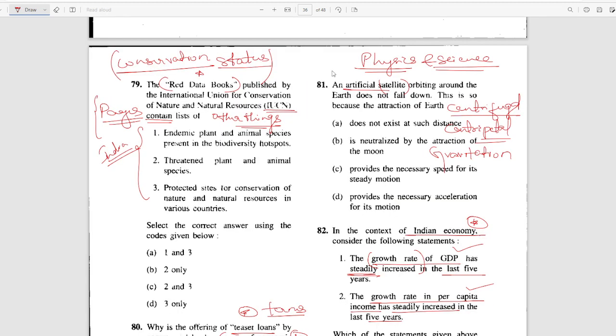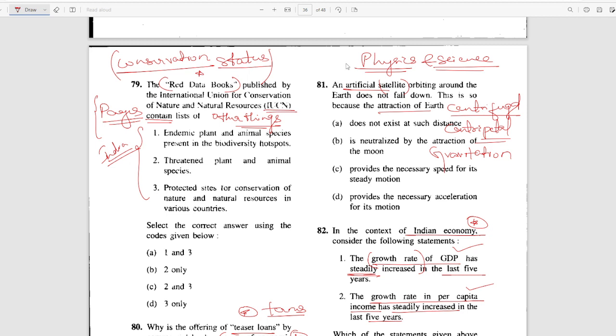The next question, 81st question is, an artificial satellite orbiting around the Earth does not fall down. This is so because the attraction of Earth does not exist as such. Distance is neutral as the attraction of Moon provides necessary speed for its steady motion, provides the necessary acceleration. I'm not going into the details of the options here.